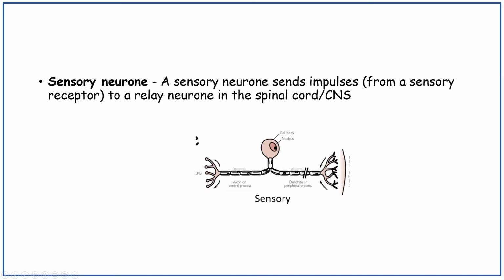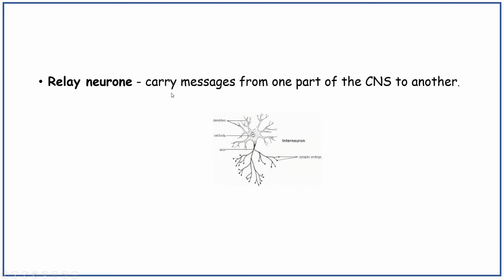Sensory neuron. A sensory neuron sends impulses from a sensory receptor to a relay neuron in the spinal cord, or CNS. A relay neuron carries messages from one part of the CNS to another.